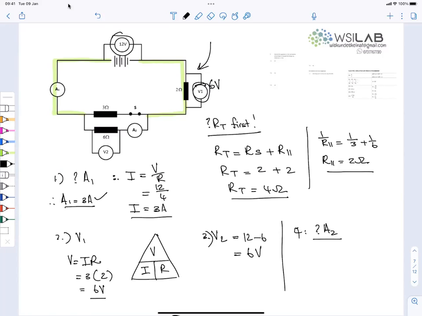Calvin, please get the reading on A2 for me. Equation: I equals V divided by R. The potential difference there, we've just done it, is 6. The resistance there is 6. So the reading is 1 amp. Yes, sir.